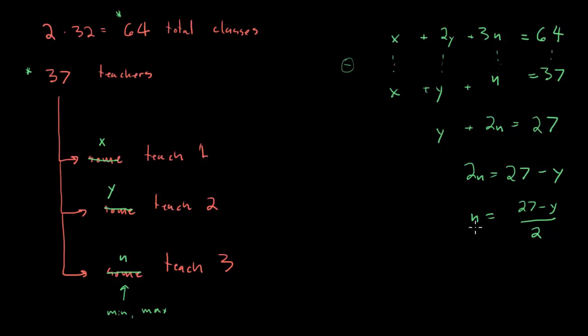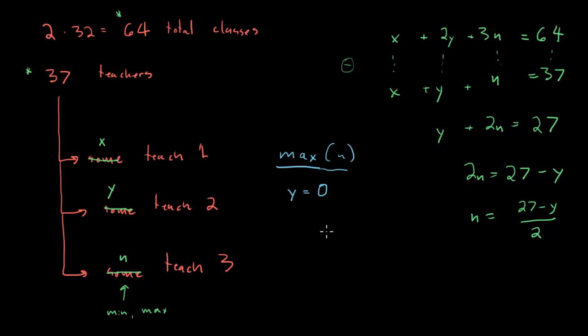If we're trying to make n as big as possible, well, what do we want to do to y? Let's think about it. If we want n, this whole thing, to be big, I guess we want this numerator to be as big as possible, which means we want to take away as little as possible from that 27. In other words, to maximize n, we want to minimize y. So let's think about this. If we're trying to find the maximum possible value of n, we want y to be as little as possible. So let's just see if it works if we call y 0.